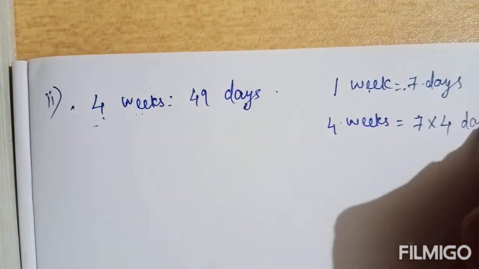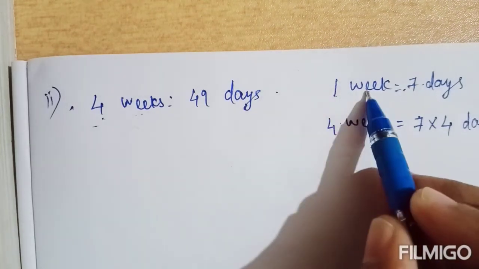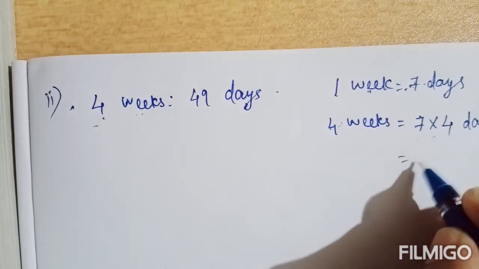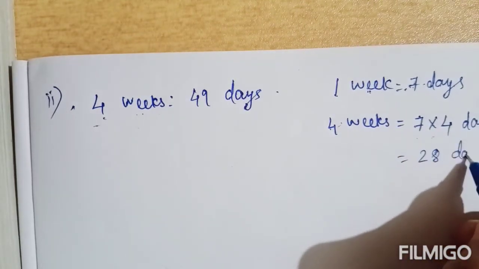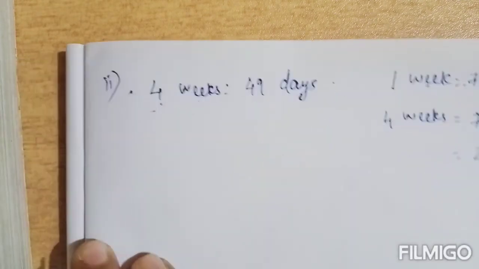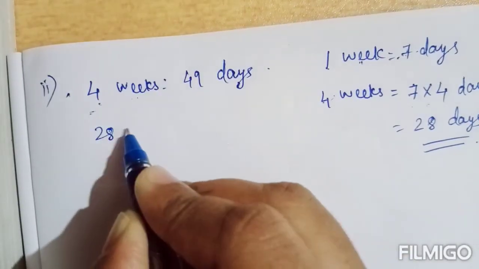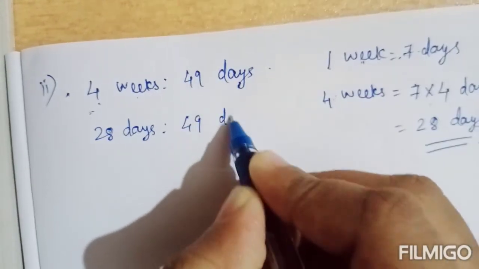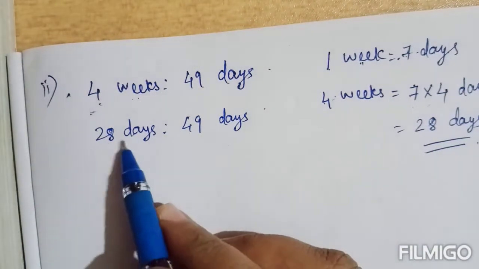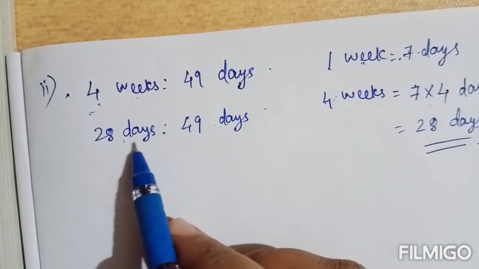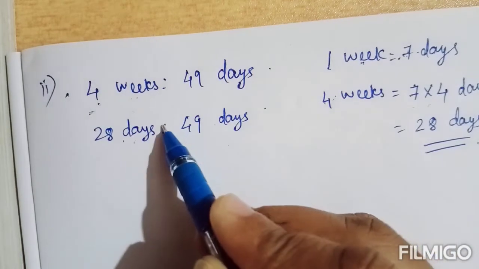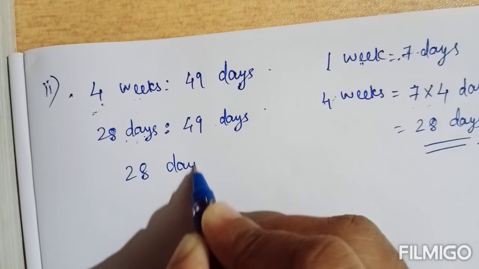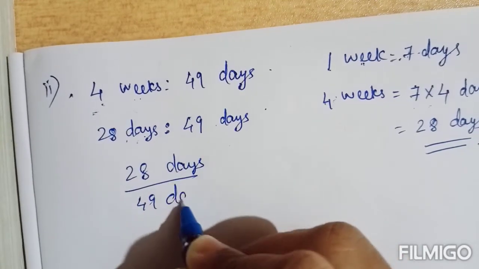7 into 4 days. Okay, 1 week is 7 days, so 4 weeks is 4 into 7 days. 7 into 4, it is 28 days. So in place of 4 weeks, you can write 28 days is to 49 days. Now both the quantities are in days. The unit is the same. Now you can find the ratio. 28 days is to 49 days, you can write 28 days by 49 days.